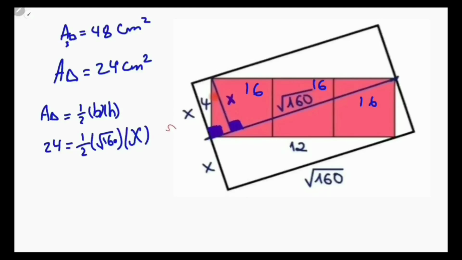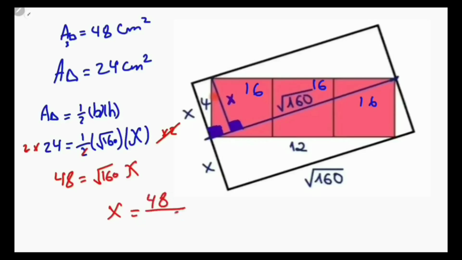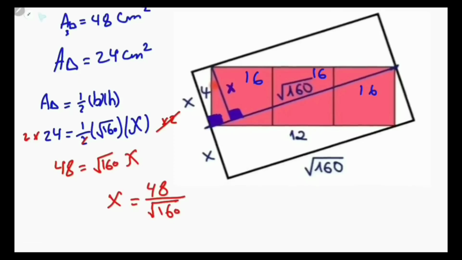Now let's multiply by 2. If we multiply by 2, we multiply this side by 2 as well, so 24 times 2 is 48. The 2 cancels with the half here. So 48 equals root 160 times x. I don't want x alone, which is what we need. So x equals 48 over root 160.